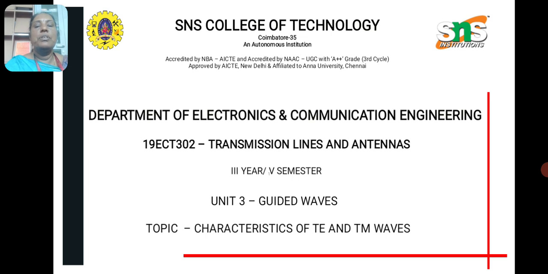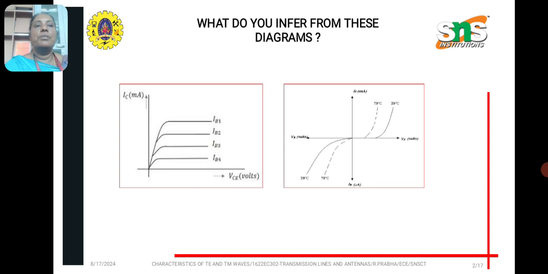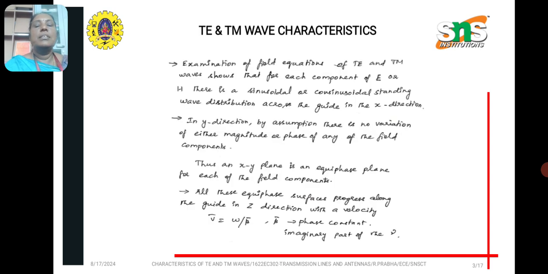In this video, we will discuss the topic characteristics of TE and TM waves. So, what do you infer from this diagram? We have the VI characteristics. In a similar way, the transverse electric and magnetic waves also have some characteristics.